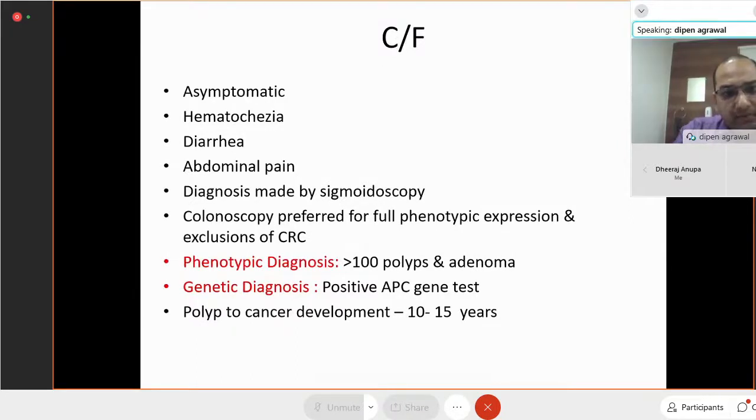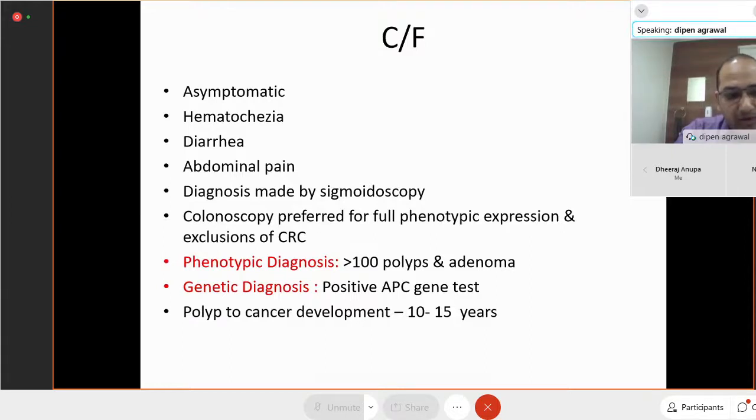Clinical features of FAP: most will be asymptomatic when you screen high-risk individuals. Patients may present with bleeding PR, diarrhea, or abdominal pain, and may have large polyps or develop colorectal carcinoma. Diagnosis is made by sigmoidoscopy, which shows profuse polyps in the rectum and colon. However, colonoscopy is preferred to look for full phenotypic expression and exclude proximal CRCs. For phenotypic diagnosis, we require more than 100 polyps, and on histopathology they should be adenomas. For confirmation of diagnosis, we require genetic testing, which should be a positive APC gene test.